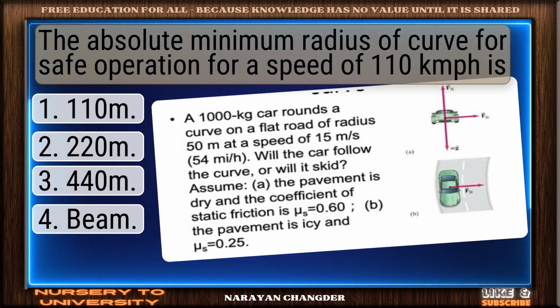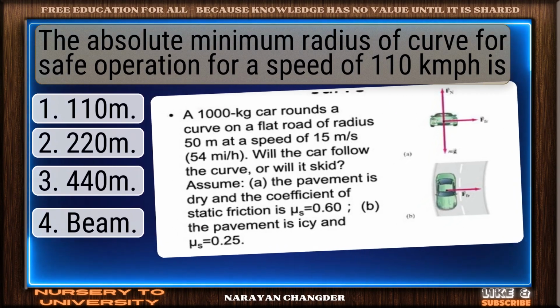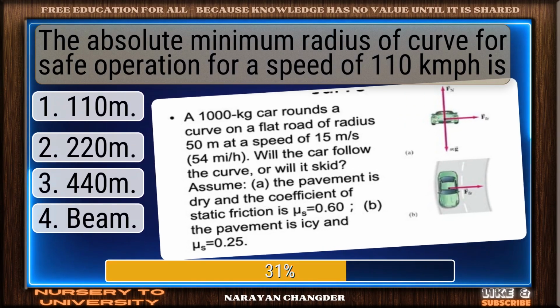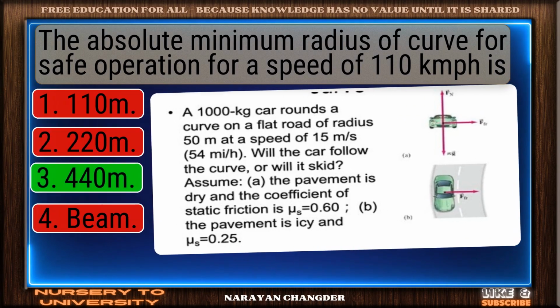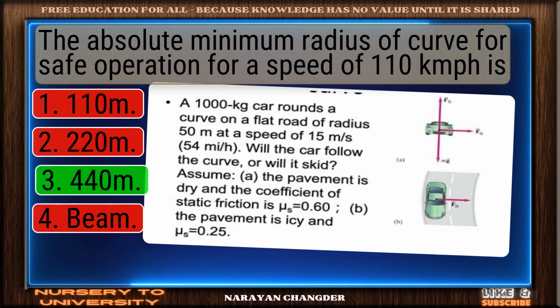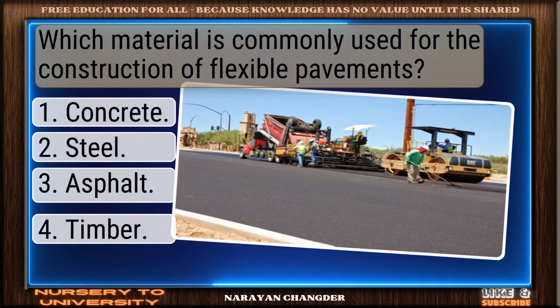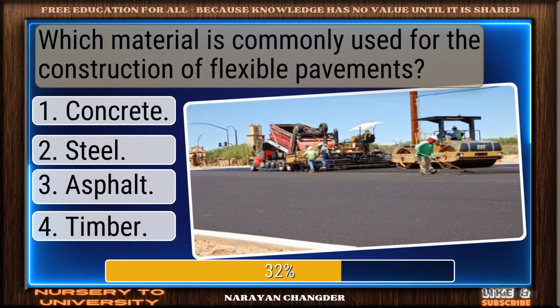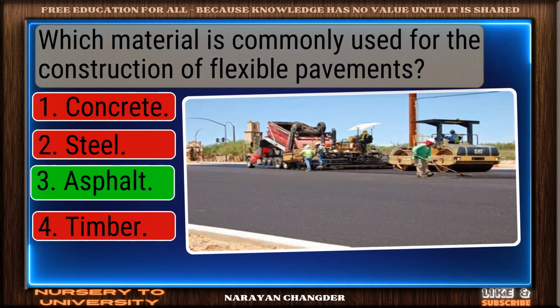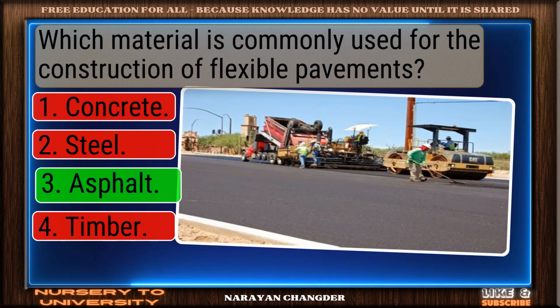The absolute minimum radius of curve for safe operation for a speed of 110 km/h. Nice selection. 440 m is the correct and valid answer. Which material is commonly used for the construction of flexible pavements? You got it. Your choice, asphalt, is right.